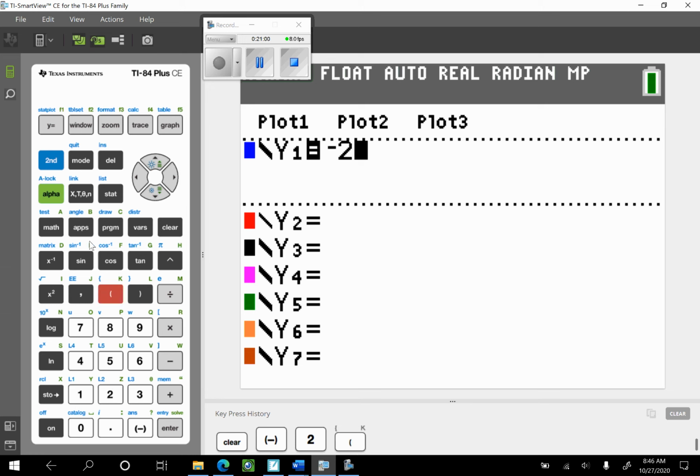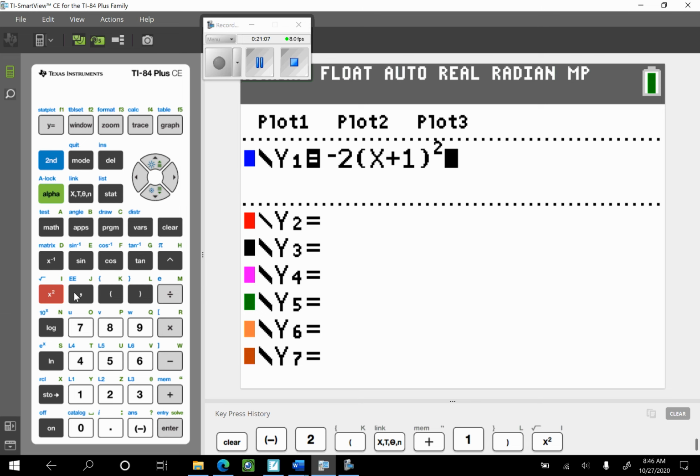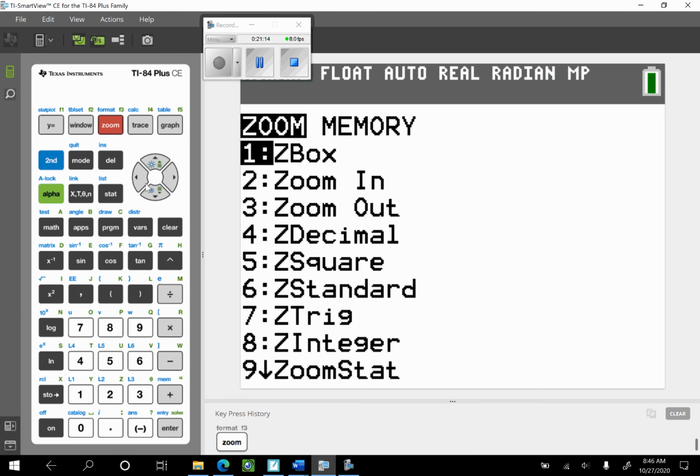How am I on time? I'm pretty close. Plus 1. Let me finish this graph and then we'll quit. You might have to tell your folks back at the high school that we ran over a little bit. So let's graph that. Zoom 6. Make sure it's on a standard window.